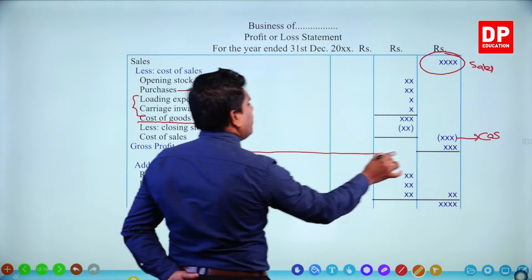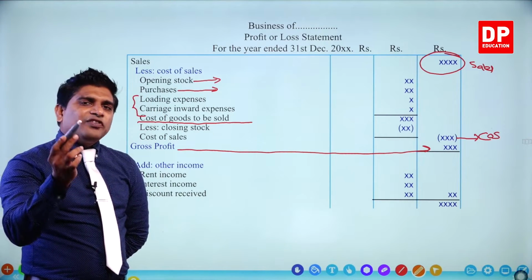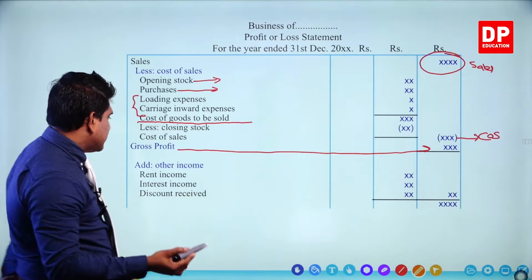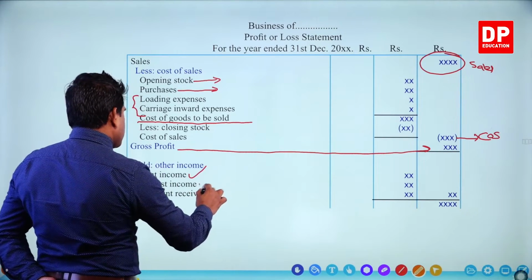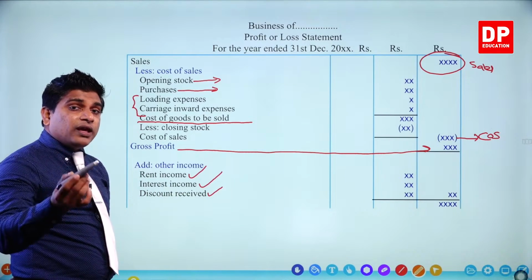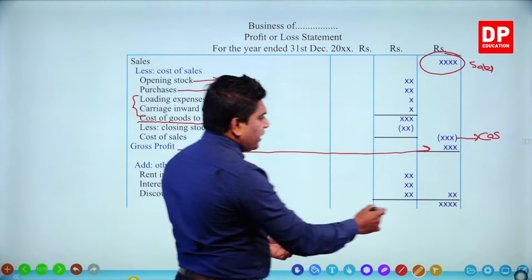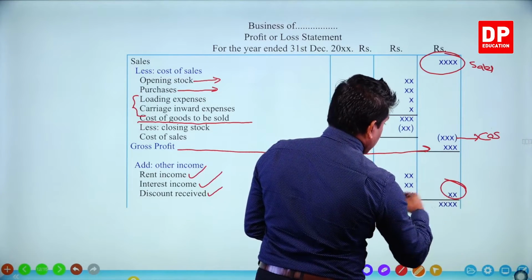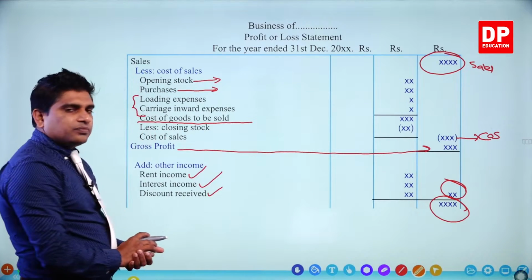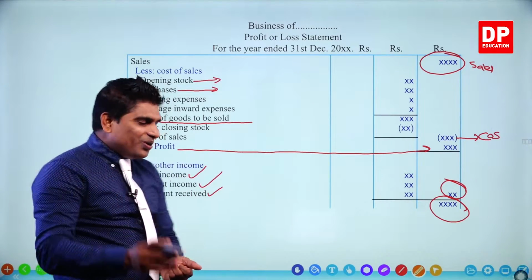I taught you before, after the gross profit, what we can write. Do you remember? What we write after the gross profit? Other income. What are the other income? Rent income, interest income, discount received, and house rent income. All other income, no place to record, only one place we have, it is the other income place. One by one we write, then this is the total other income. Gross profit plus other income is total income. I think you understood well. Understood or not? Now, next one.